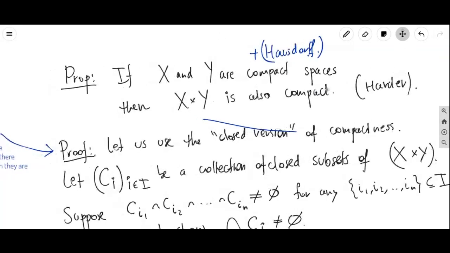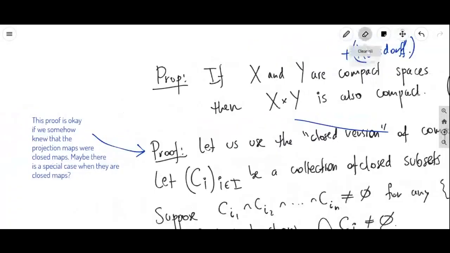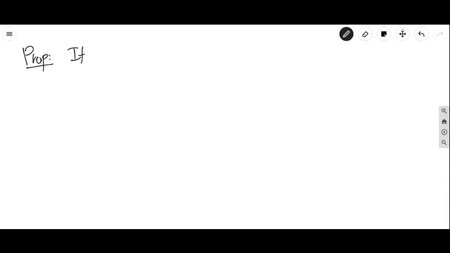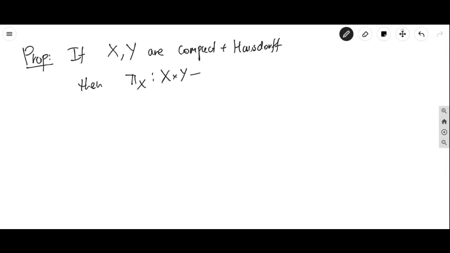Because of this, I'm going to tell you this proposition. So here's the proposition. If X and Y are compact and Hausdorff, then the projection maps are closed maps. They push closed sets to closed sets. So they're going to be closed maps.